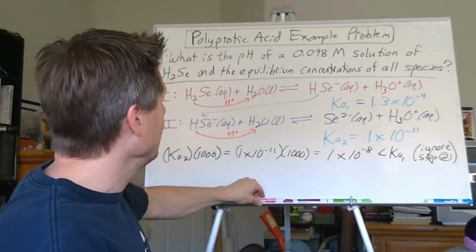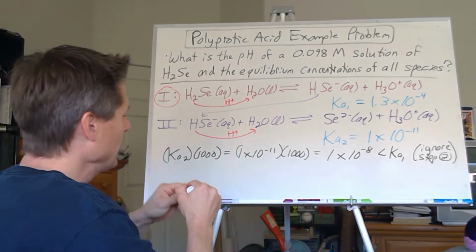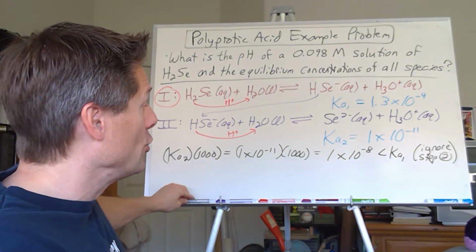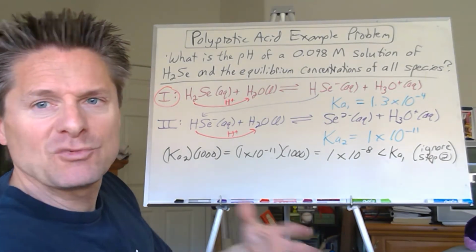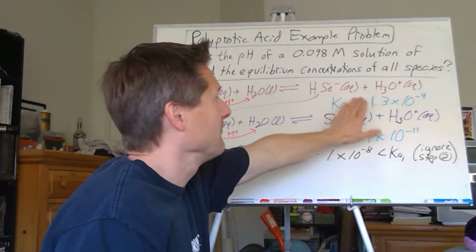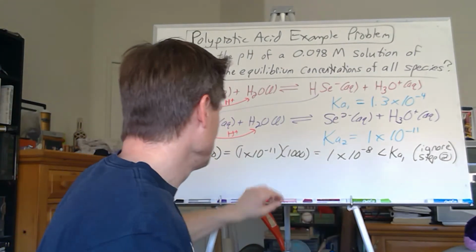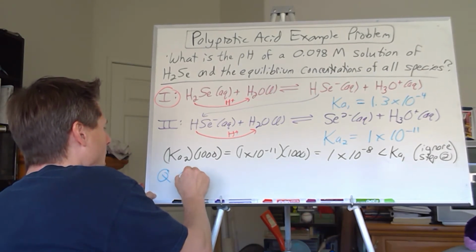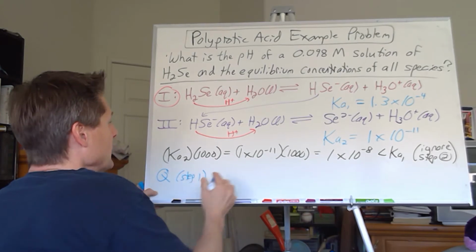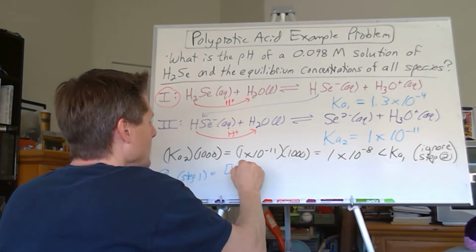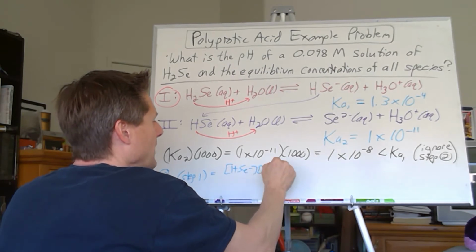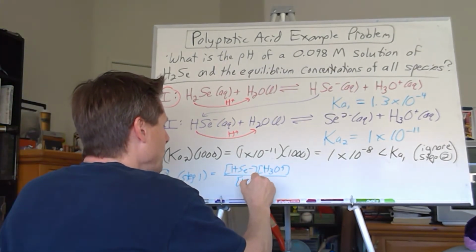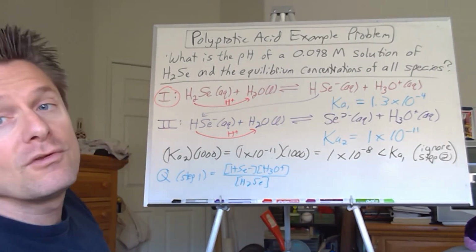All right, now that we have that, let's just focus on this step right here. Step 1 for type 3 equilibrium problems is Q versus K. So let's calculate Q and see which way this is going to shift. Obviously, we're starting with the reactant and no products, so it's going to shift right. But let's do it. Q for step 1 only is equal to HSe minus times the hydronium ion concentration, both with coefficients of 1, over the original diprotic acid, hydroselenic acid, raised also to the power of 1.